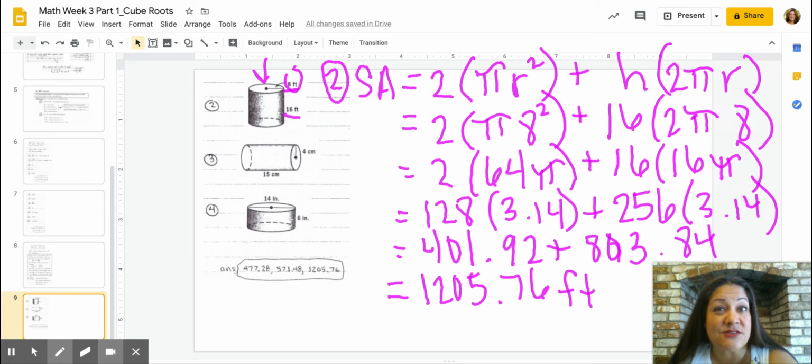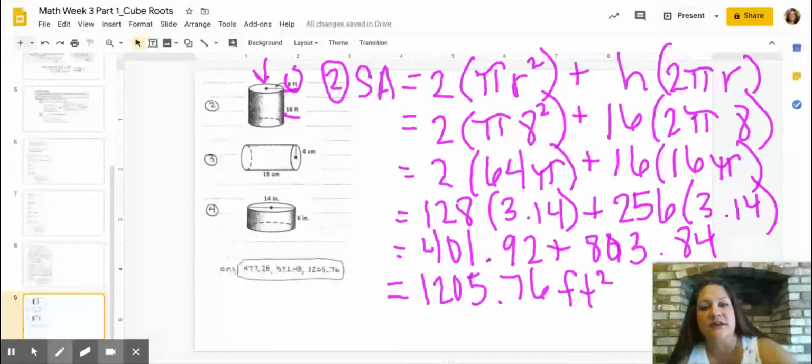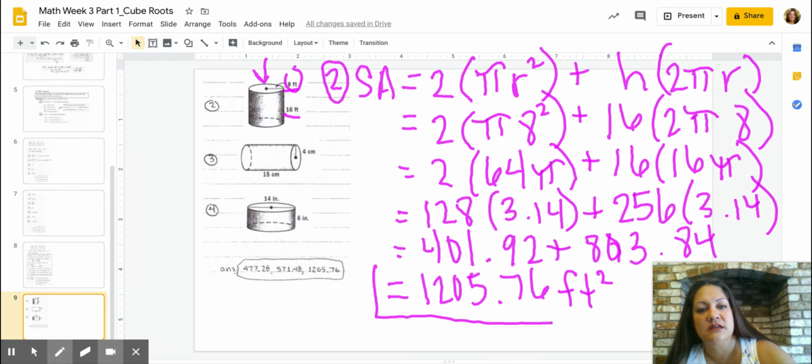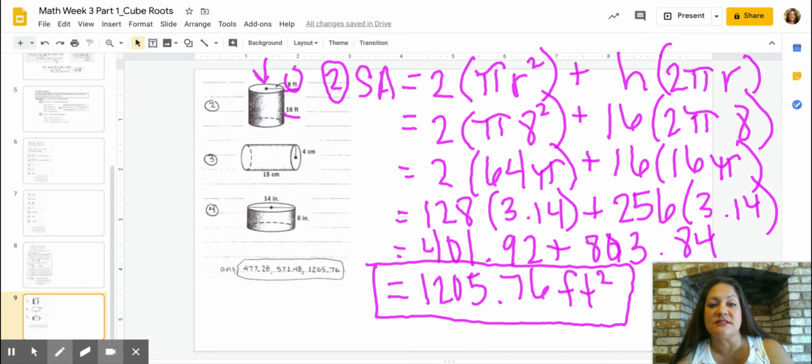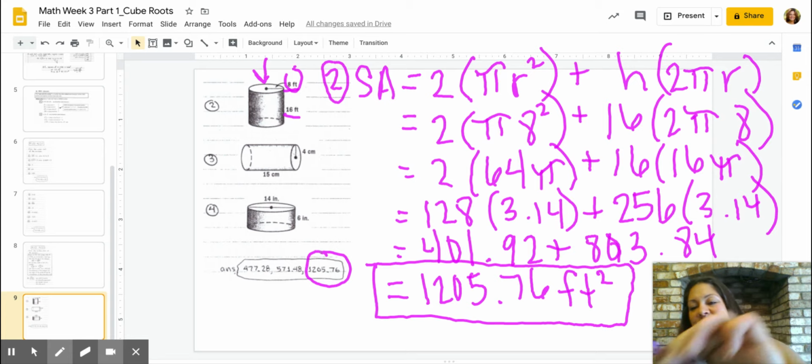And because it is surface area, it is squared. Okay, so here is our answer. The surface area for number 2 is 1,205.76 feet squared. Here is our answer. Got it. Okay, 2 more.